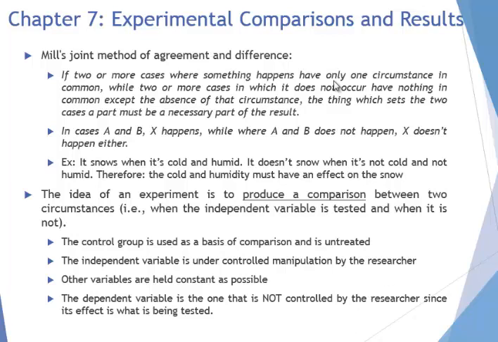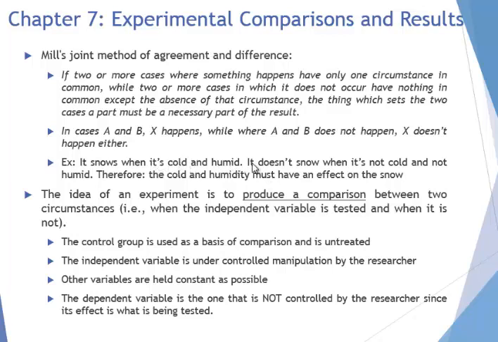And this says if two or more cases where something happens have only one circumstance in common, or cases in which it doesn't happen have nothing in common except the absence of that circumstance, then the thing which sets the two cases apart must be a necessary part of that result. In English, what that means is, if you set up experiments or cases in which you have common facts to both, and in one case it happens, and in the other case it doesn't happen, and there's only one thing separating the difference, then that is what caused the difference.